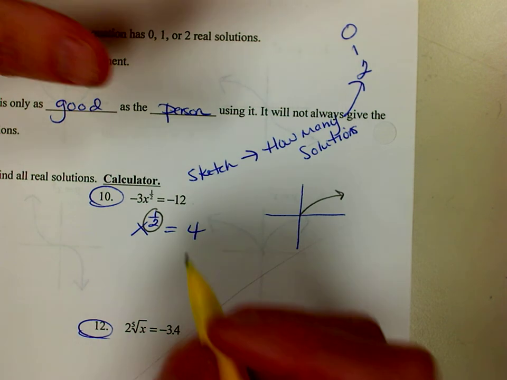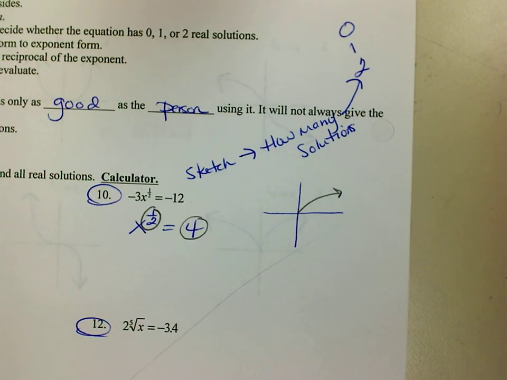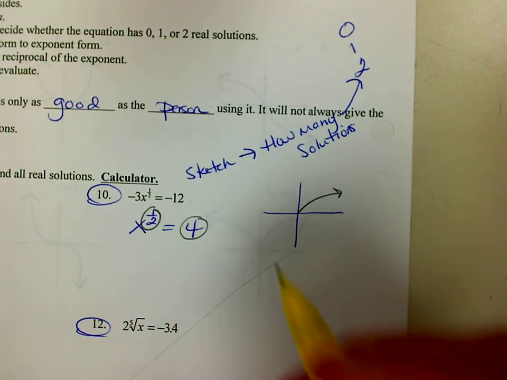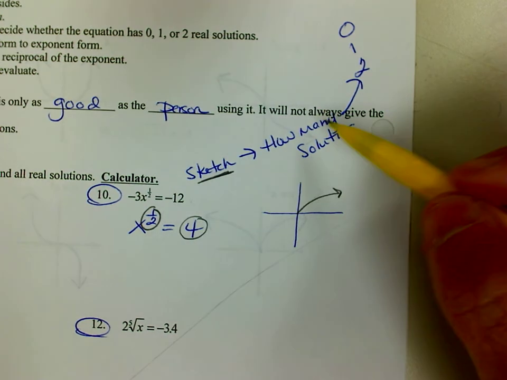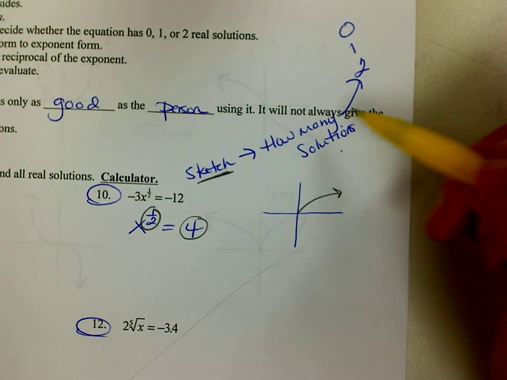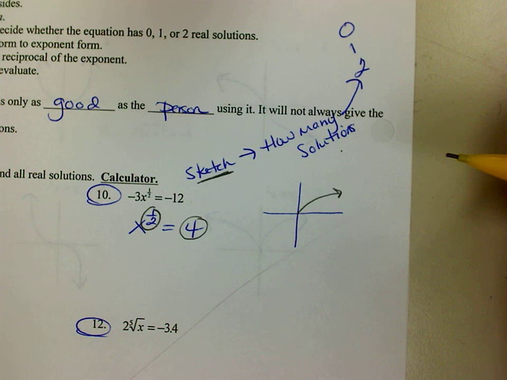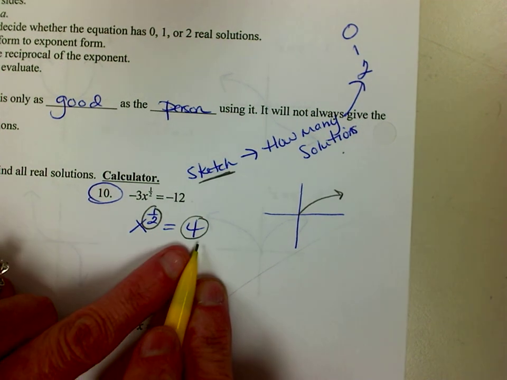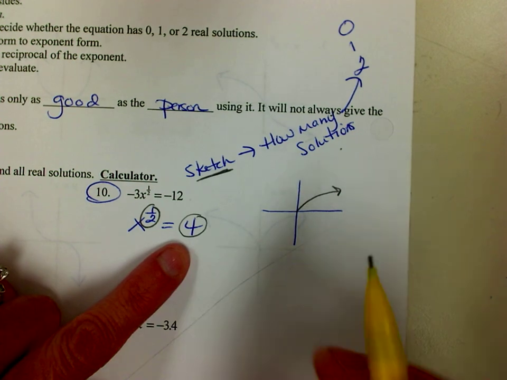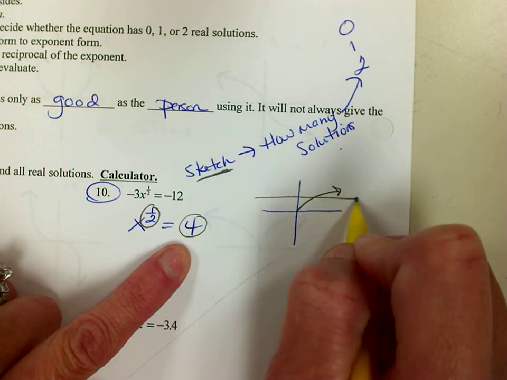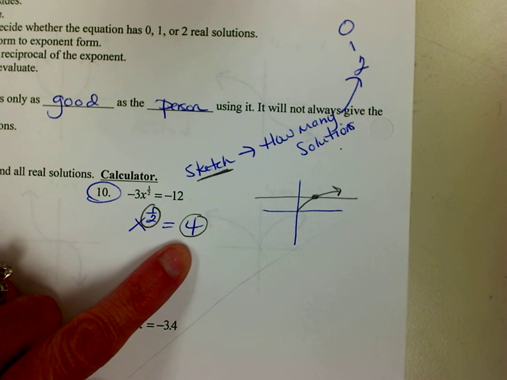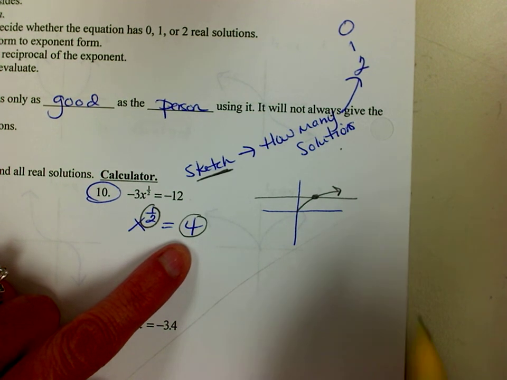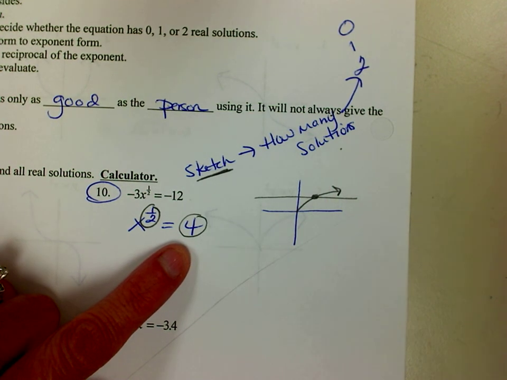Well, now I have this number. I'm kind of looking for the intersection. So sketching, again, tells you how many solutions you're going to have, and how many solutions comes from the intersection. This is a y value. I don't care that it's a 4. I only care that it's a positive. So the horizontal line is going to be up here somewhere, which means I'm going to have 1 solution.